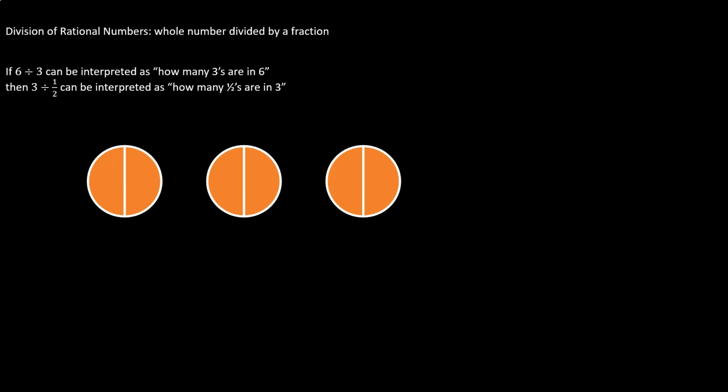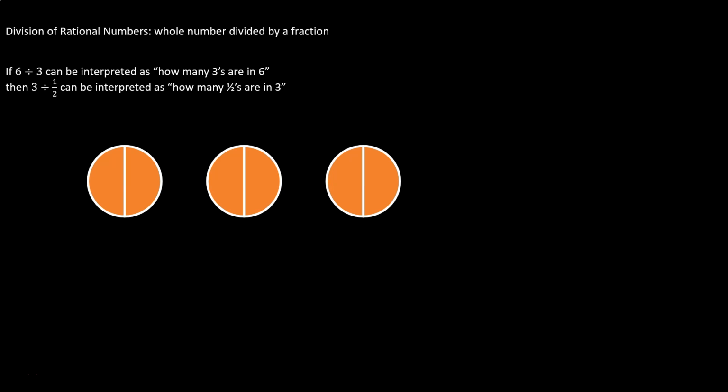Division of rational numbers. We'll start off again by looking at a whole number divided by a fraction. Remember that 6 divided by 3 could be interpreted as how many 3's are inside of a 6? Well then 3 divided by 1/2 can be interpreted the same way. How many 1/2's are in 3?